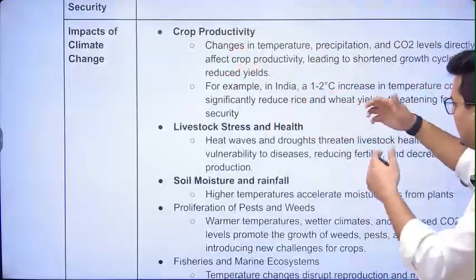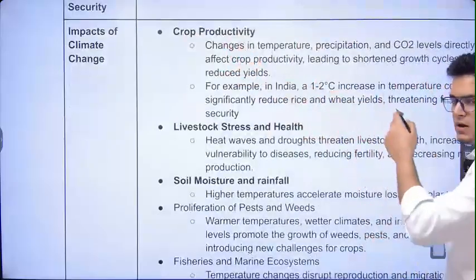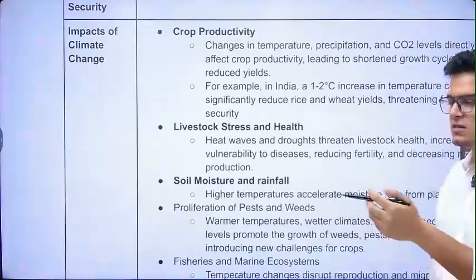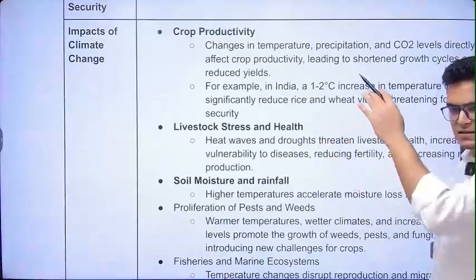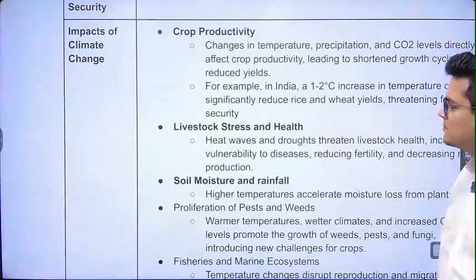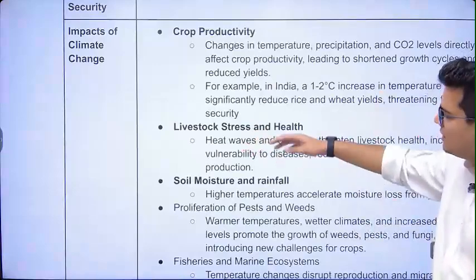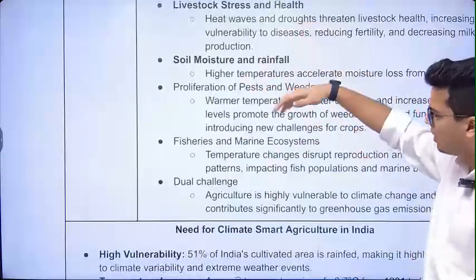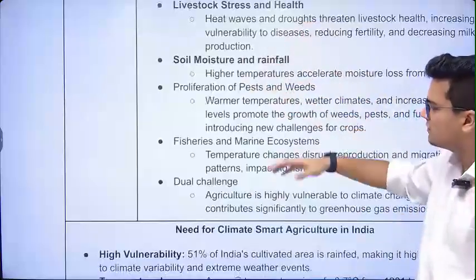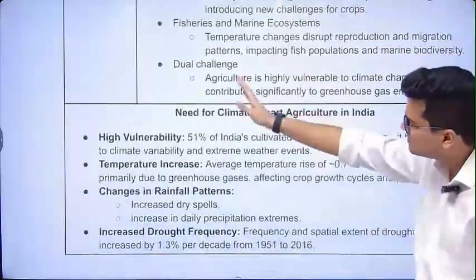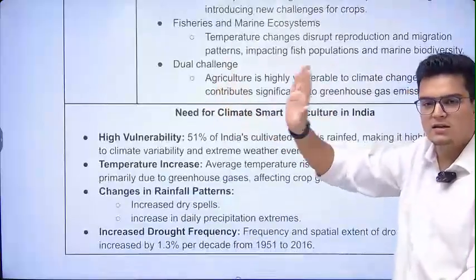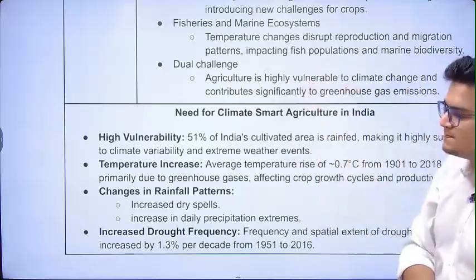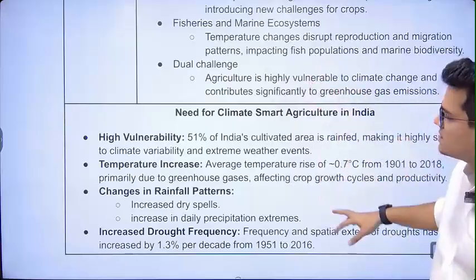For example, in India, if there is a 1 to 2 degree increase in the temperature, it will lead to a significant reduction in the yields of rice and wheat. This is in the economic survey of last year. Then it leads to livestock stress, rainfall stress, and pests increase and proliferate because of climate change. And in agriculture, there is a dual challenge. So agriculture is vulnerable to climate change and agriculture also contributes to climate change. So there is a need for climate smart agriculture in India.